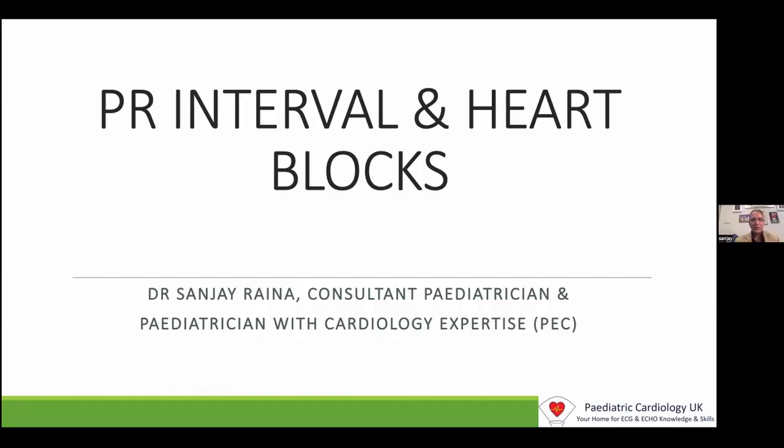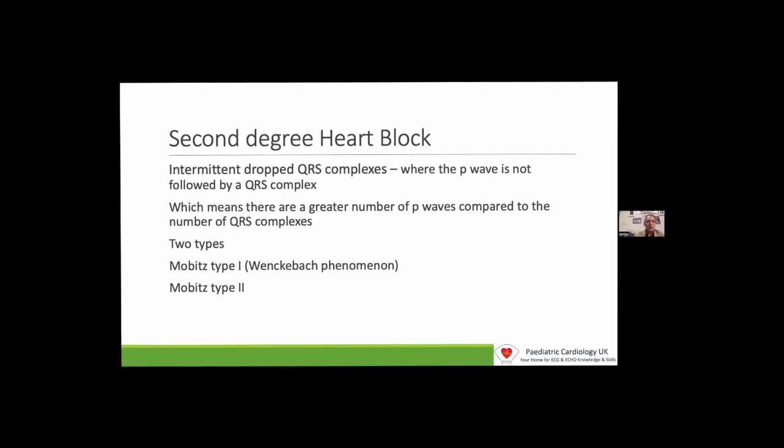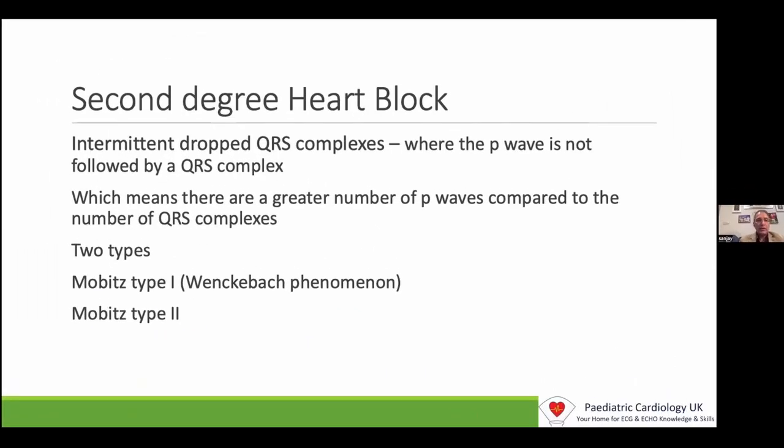Hi, welcome to this session on PR interval and heart blocks. So what does second degree heart block mean? The second degree heart block means that there is an intermittent drop of QRS complexes. So in other words, the P wave in some of the complexes is not followed by the QRS complex, which means that there are more P waves as compared to the QRS complexes in the ECG.